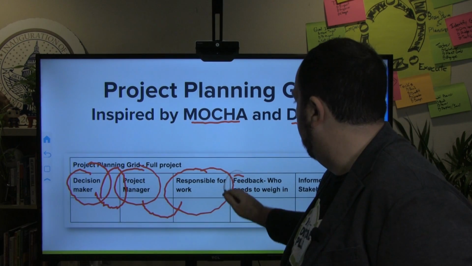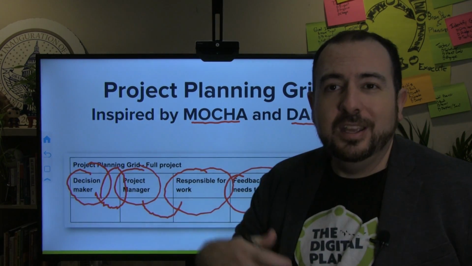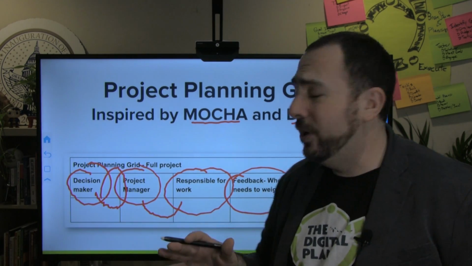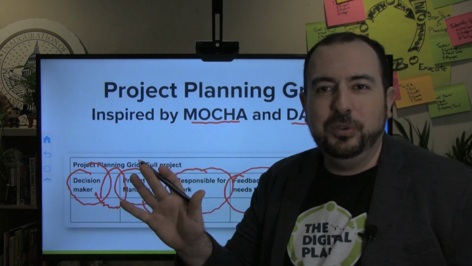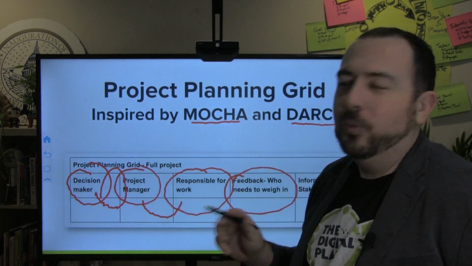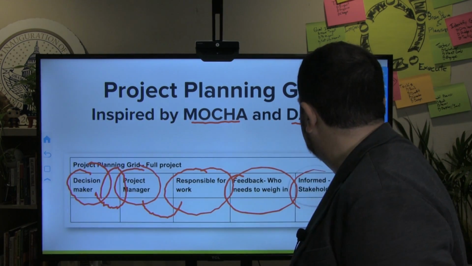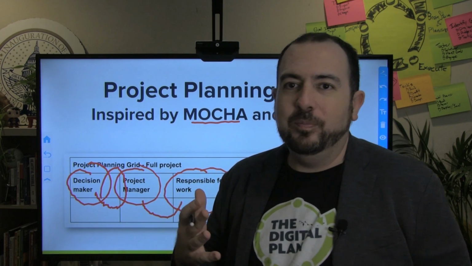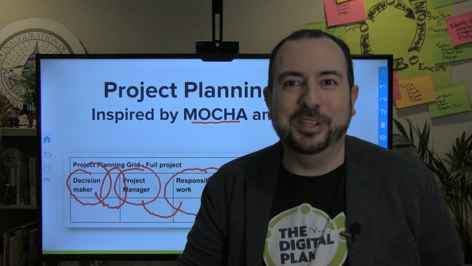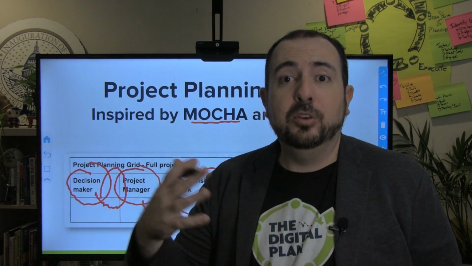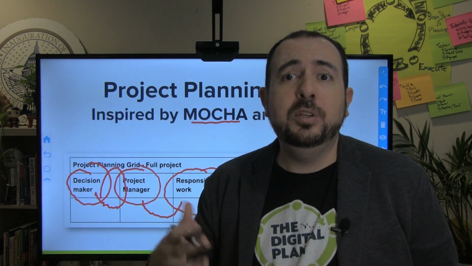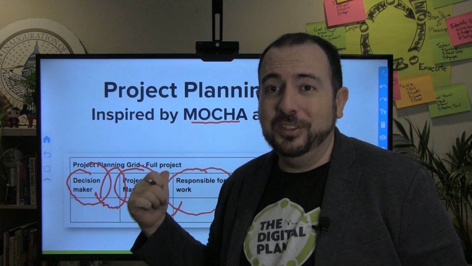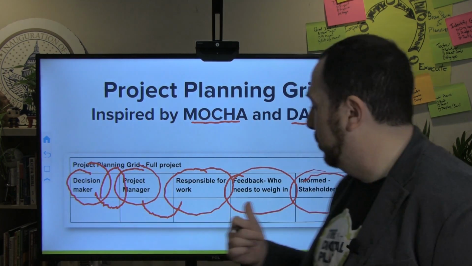And then feedback, who needs to weigh in? Folks who need to give you some feedback. Now, we're going to dig into each of these a lot deeper through this quick little training, but it's going to give you a top level view so you can at least see and understand what it is we're talking about. And then informed and stakeholders. When we're thinking about this, especially in a digital context, this is almost always your audience, right? This could be other people, could be your board, could be funders, people who need to know about the work that you're doing in the world. But at the very least, this is definitely your audience in a digital capacity.